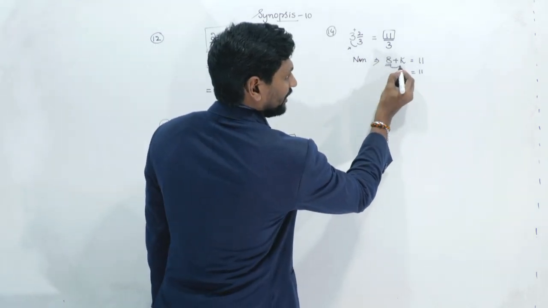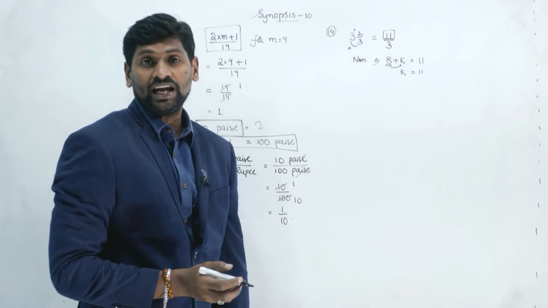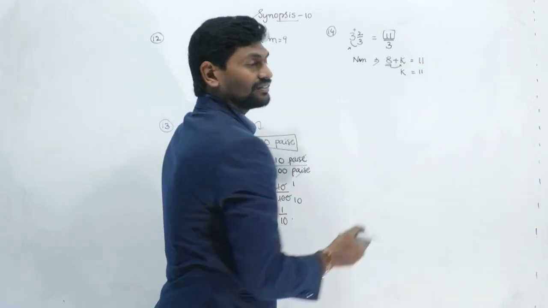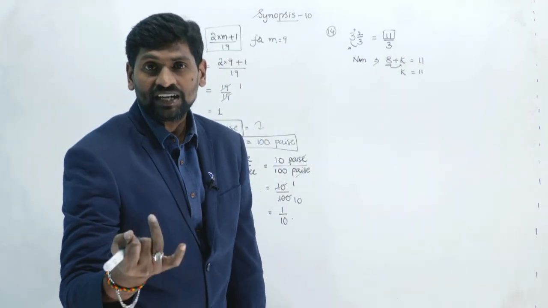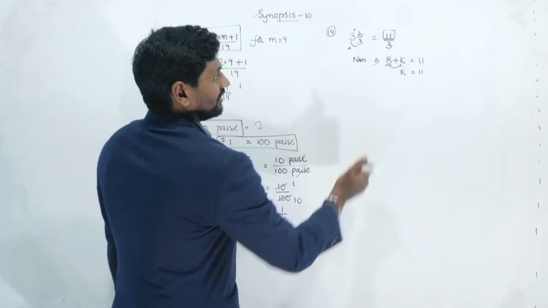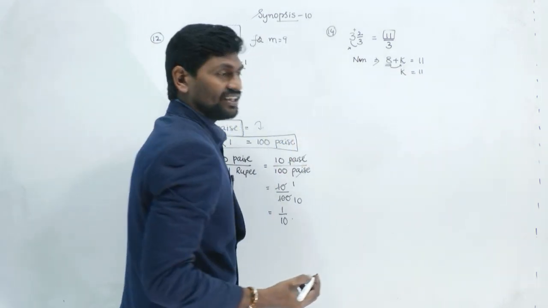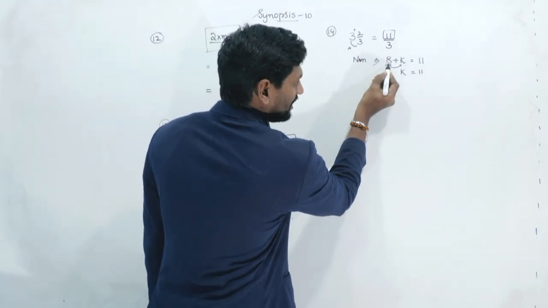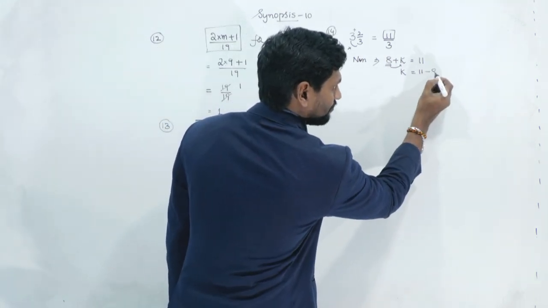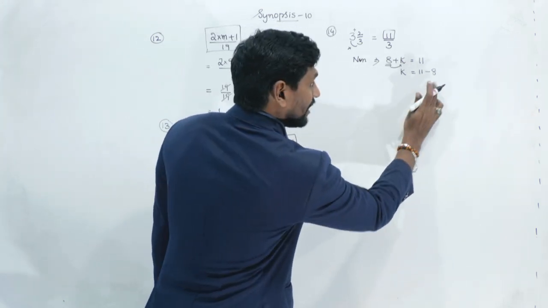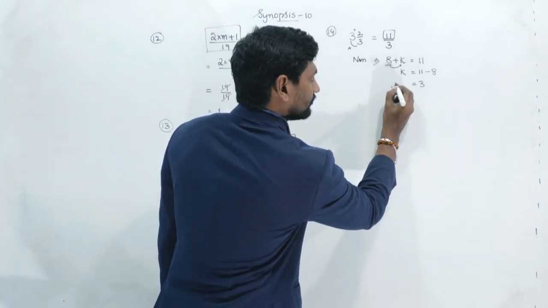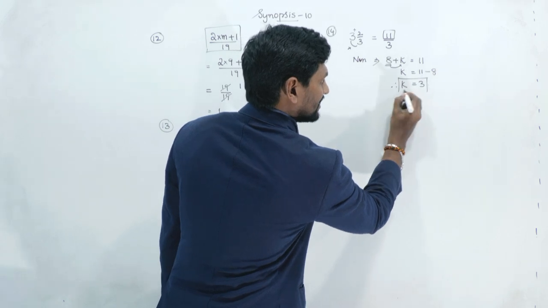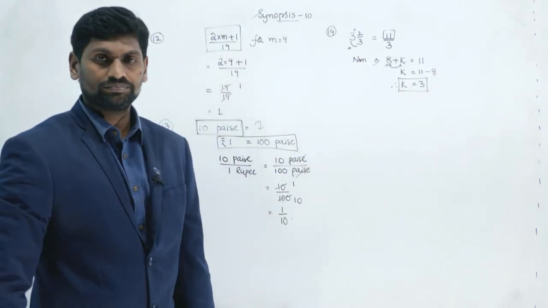Or you can count like this. How much should you add to 8 to get 11? 8, after that 9, 10, 11, only 3 numbers, right? So 8 plus 3 becomes 11, the k value you can easily find, it is 3. Or else plus 8 transposed to this side becomes minus 8, 11 minus 8 is 3. That means the k value is 3.